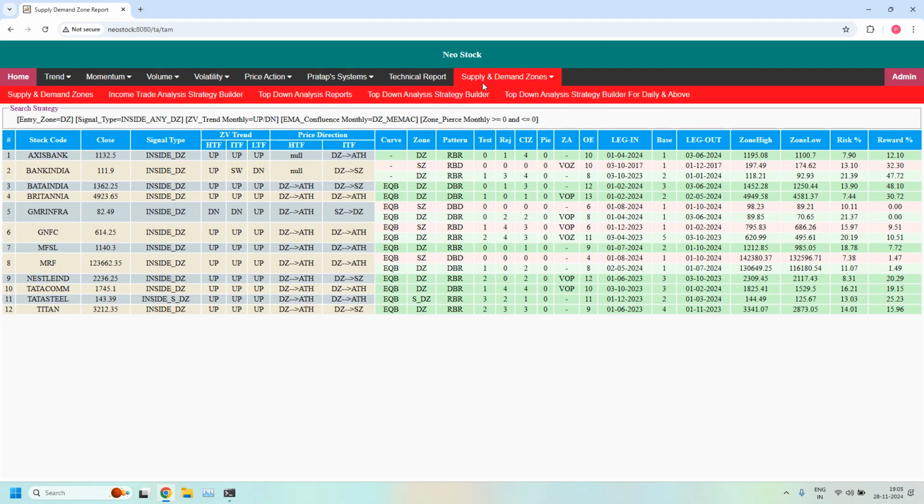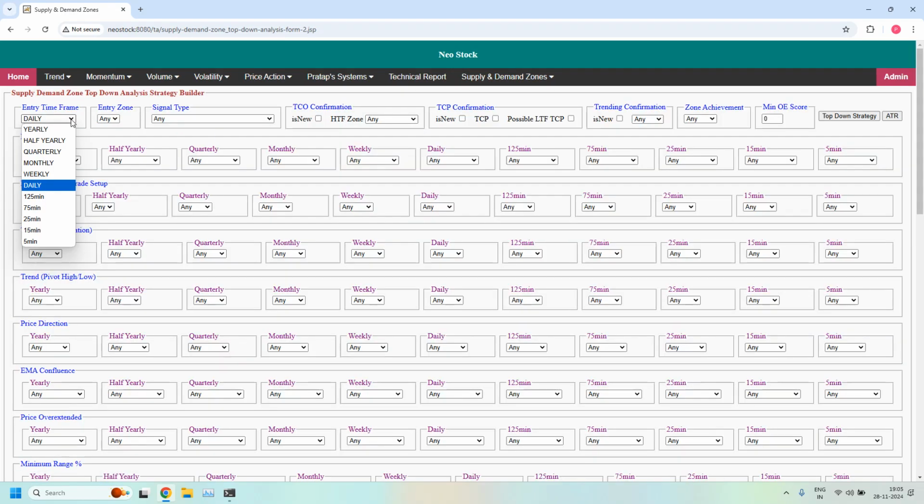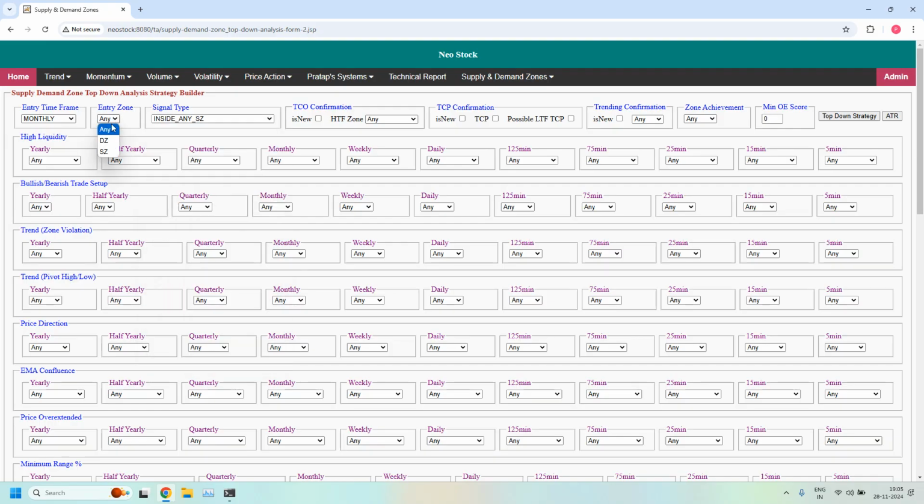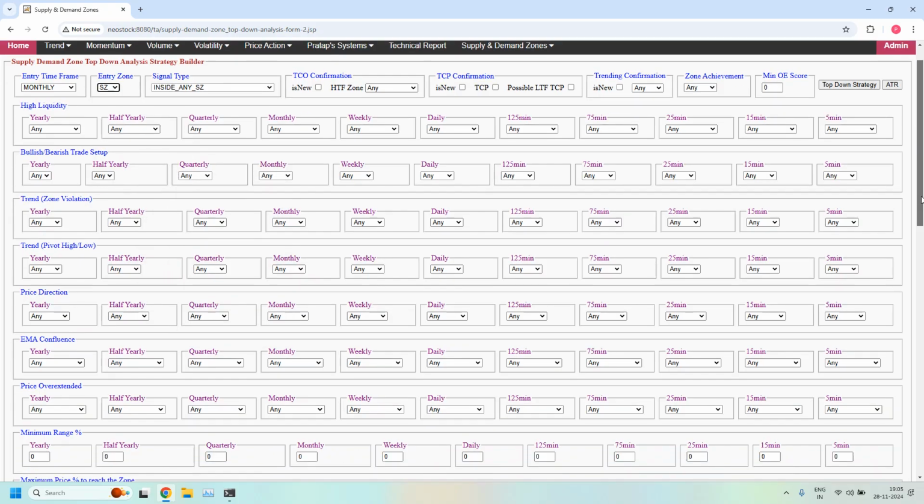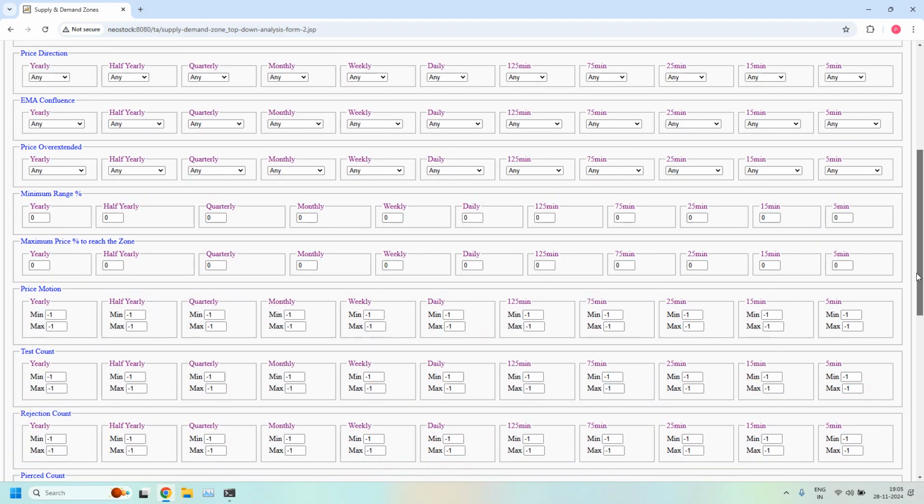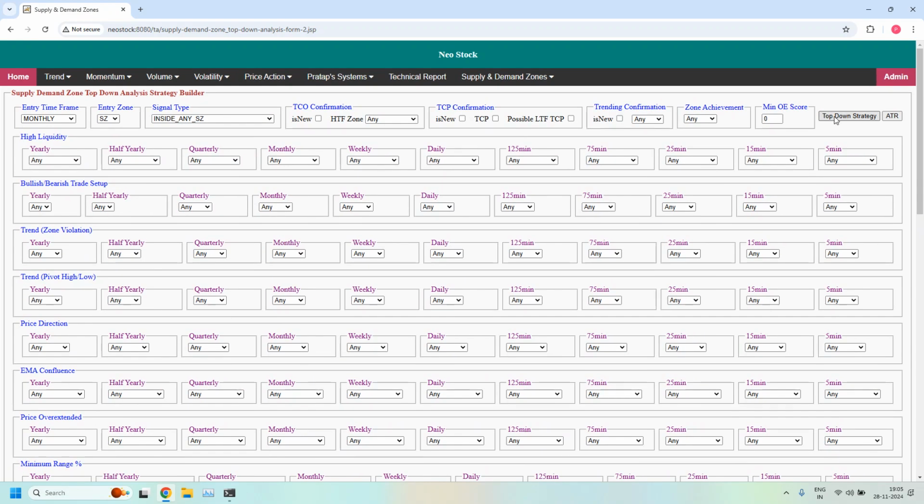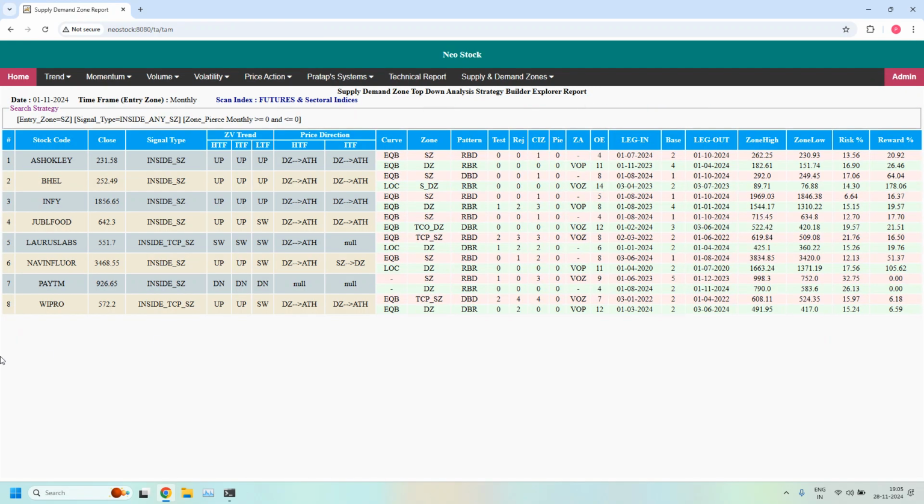Okay, next monthly time frame, price closed inside the monthly supply zone, and these monthly supply zones should not be pierced. So pierced count, monthly time frame, I am setting minimum value 0, maximum value 0. With this filter, we got 8 stocks, 8 monthly supply zones.